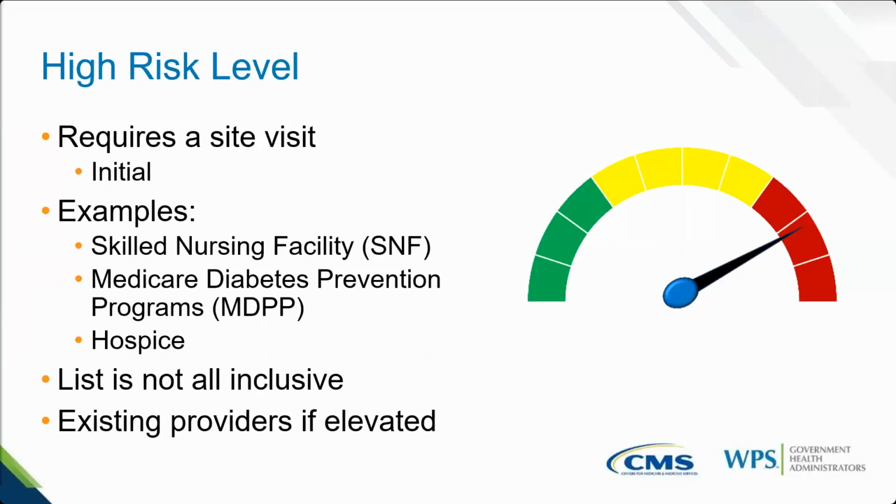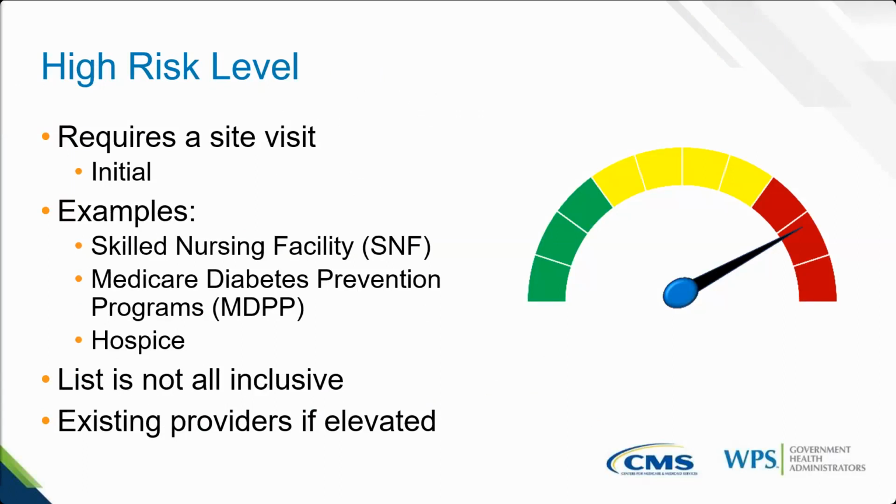The last risk level that we have is the high risk level. This level does require a site visit, and there are certain providers that are required to fall into this category. And that includes skilled nursing facilities, Medicare diabetes prevention programs, and hospice. Again, not an all-inclusive list, and this list can change just a little bit.